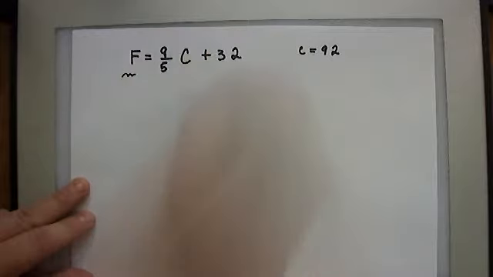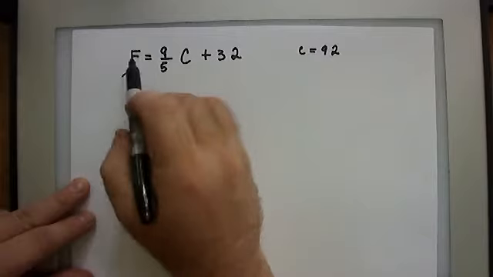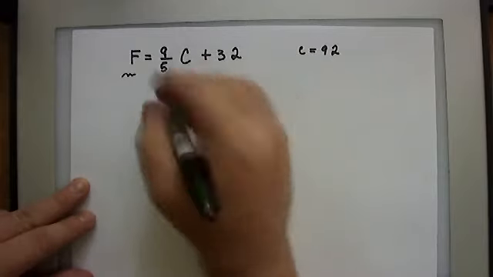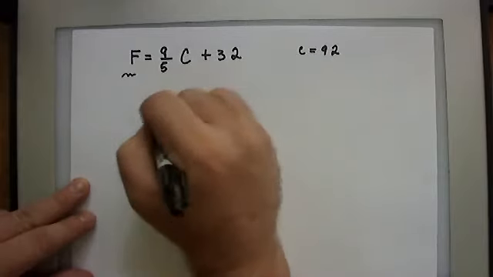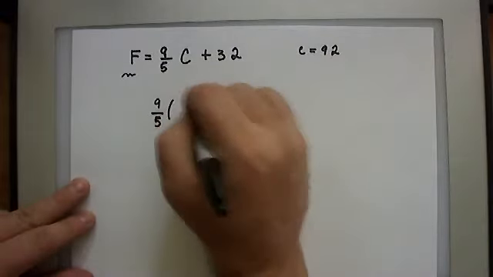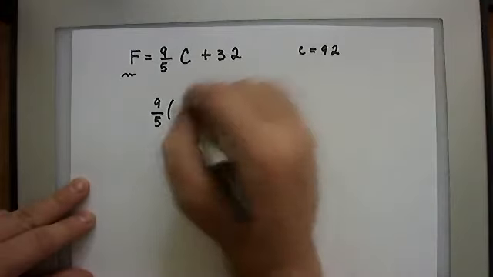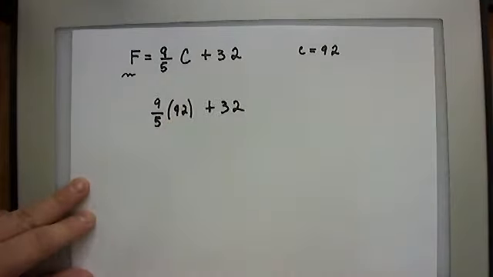So there's not going to be any moving across the equal sign. What we're trying to find, the F, is already by itself. So you can treat this like an expression in that you don't need to go moving anything across equal signs or anything like that. So 9/5 times whatever C was plus 32. And we're told that C was 92. So what we do is just need to work this out.